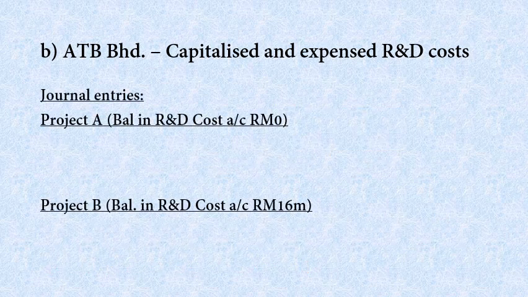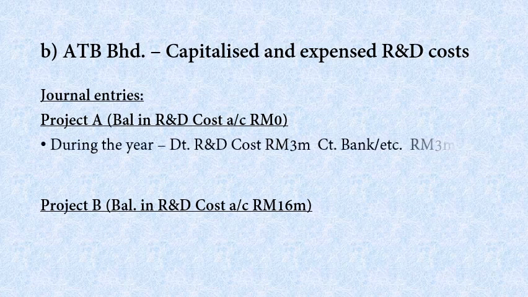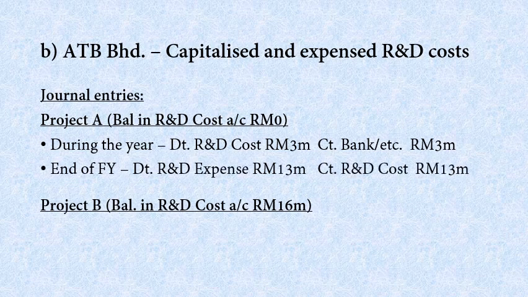So the journal entries for both projects will be as follows. For Project A, during the year, it has an additional 3 million development costs, thus we debit research and development cost account 3 million and credit bank or any other relevant account 3 million. At the end of the current year, unfortunately we could not capitalize the accumulated costs, thus we need to transfer the cost from the R&D cost account to the R&D expense account, which will later on be transferred to P&L or income statement as an expense.